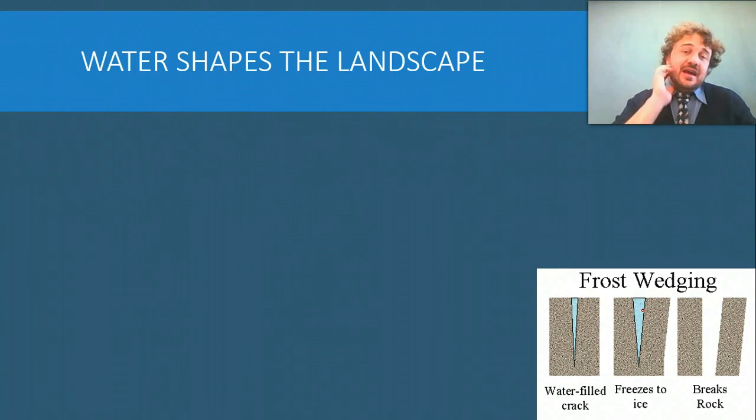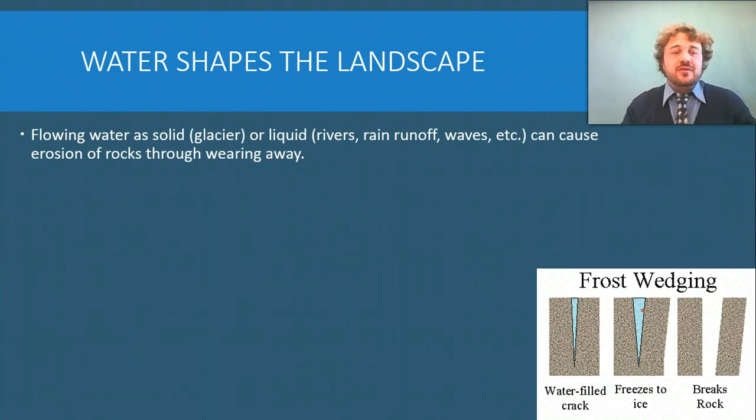It shapes the landscape massively. So flowing water, whether it's a moving solid or liquid, can cause erosion of rocks. It wears them away, erosion of rocks through it. That's an insane sentence. Ignore that one.